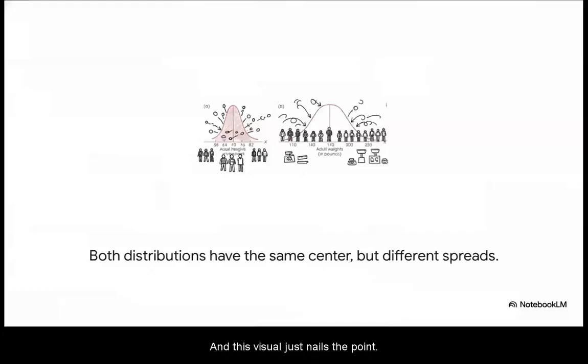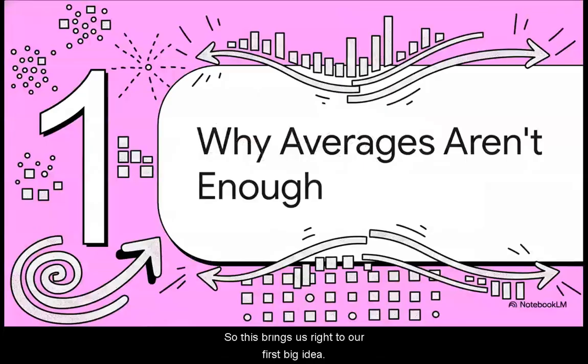And this visual just nails the point. Look on the left at the distribution of adult heights. See how all the data points are kind of huddled together, clustered really tightly around that average of 70 inches? Now look over at the right at adult weights. The average is 170 pounds, but whoa, look how much more scattered and spread out that data is. They have the same kind of center, but they tell completely different stories. An average by itself just can't capture that. So, this brings us right to our first big idea: why we absolutely have to look beyond that simple average if we want to truly understand what a set of data is telling us.